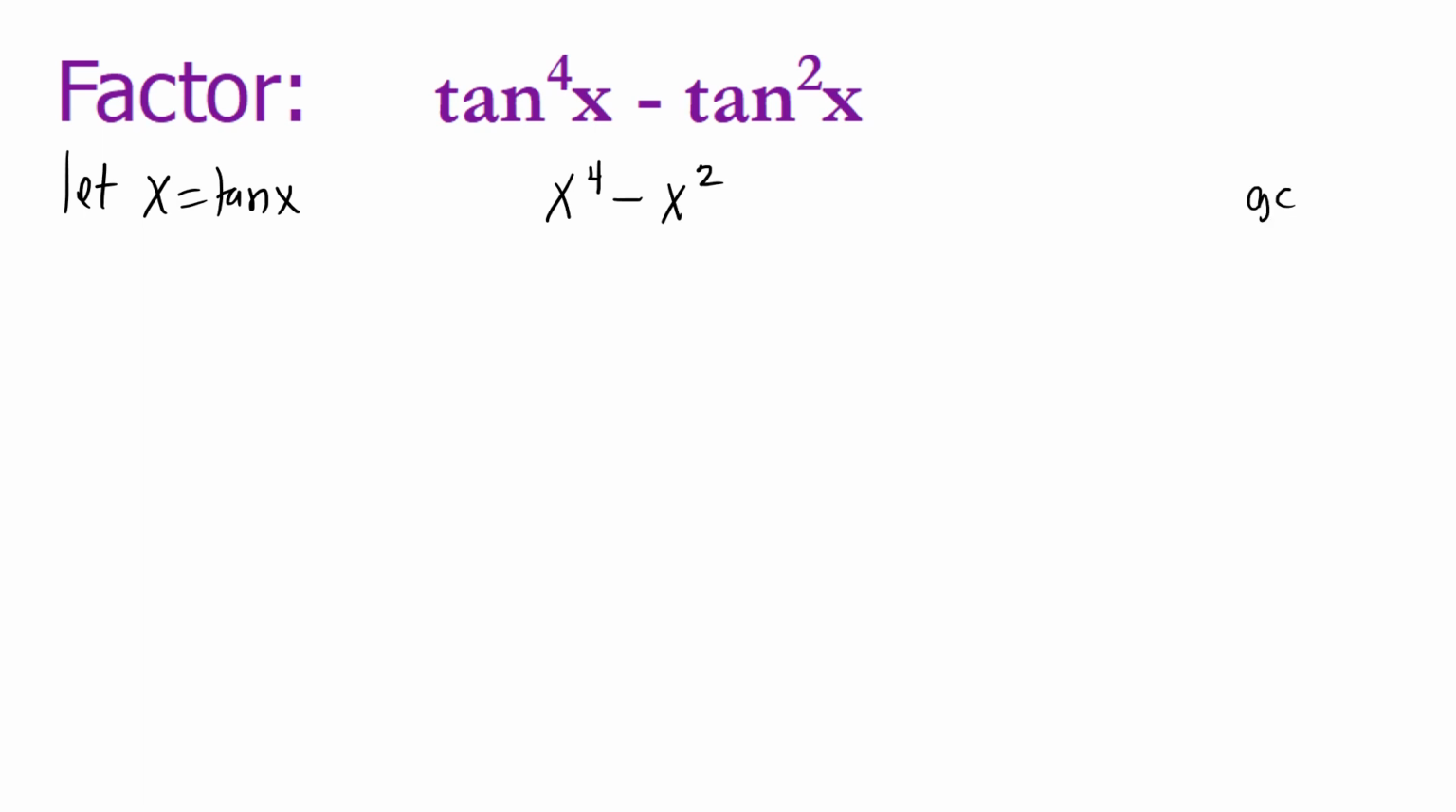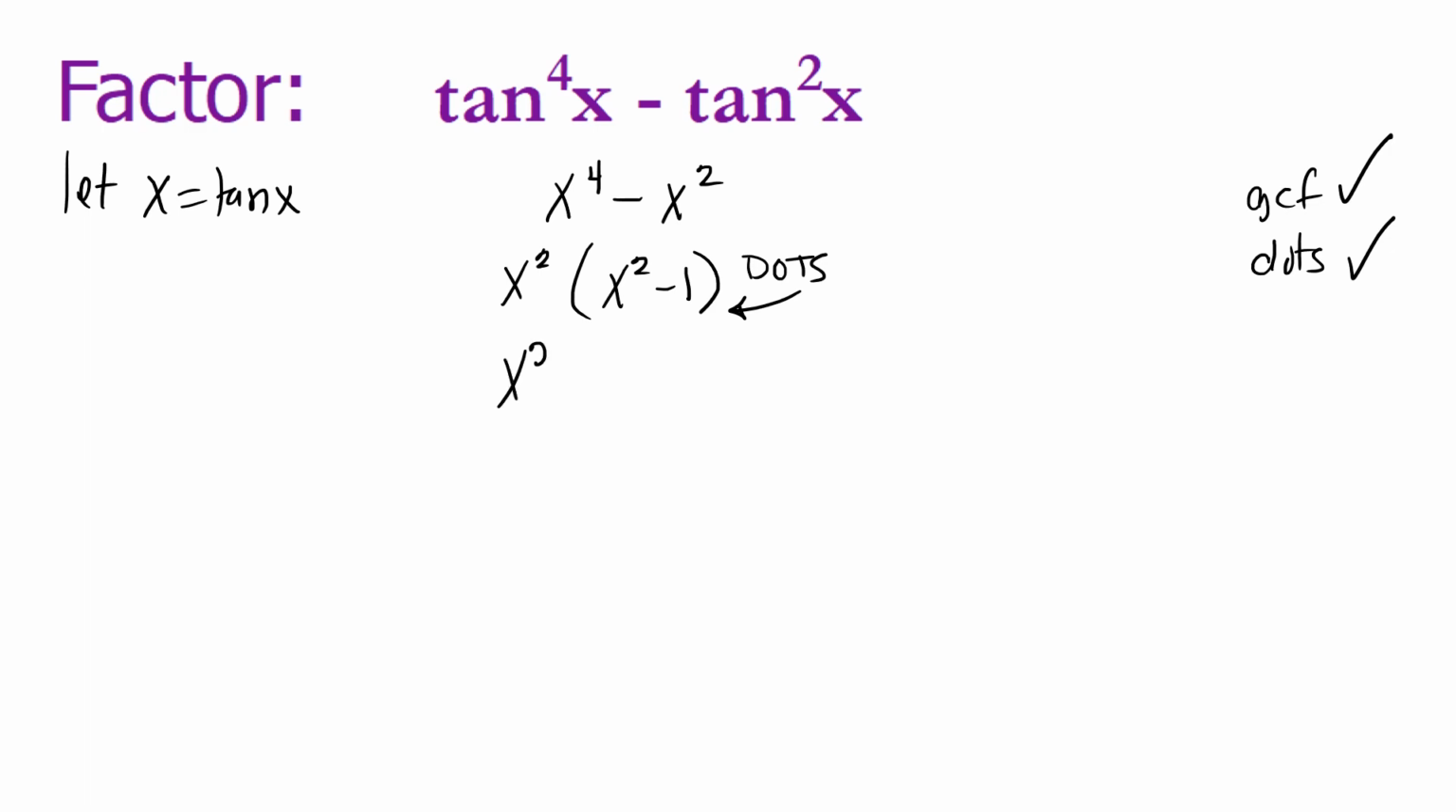Is there a GCF? For sure, x squared. So I'll have x squared multiplied by x squared minus 1. That's good. Can you go any farther? The next thing that we check is a difference of two squares. The GCF is not, it's just a GCF. So x squared minus 1 is a difference of two squares. Yes, this is.